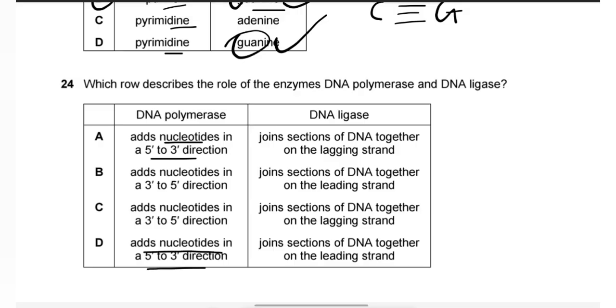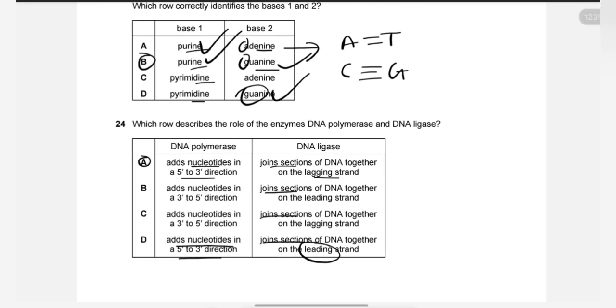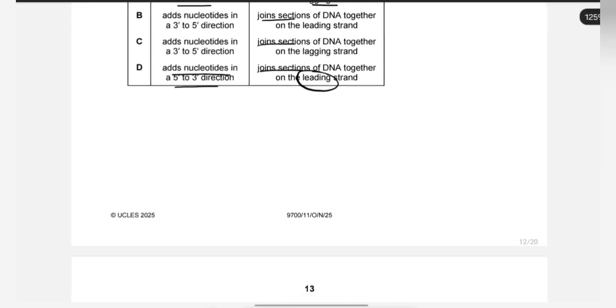Now, for DNA ligase, it's good to remember that it deals with the lagging strand and not the leading strand, so we're just going to look for the lagging strand. And there we have it, join sections of DNA together. The joining sections part is written on all our answers, but the tricky part is whether you remember that it deals with the lagging strand or the leading strand, and that's how you have to get to your answer. So the answer is A. Maybe in a separate video I'll go through the explanations in detail, but for now our answer is A.